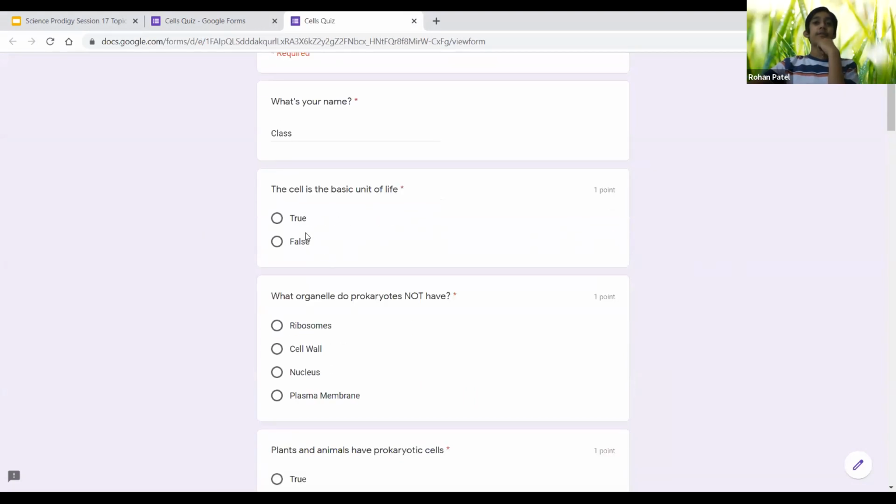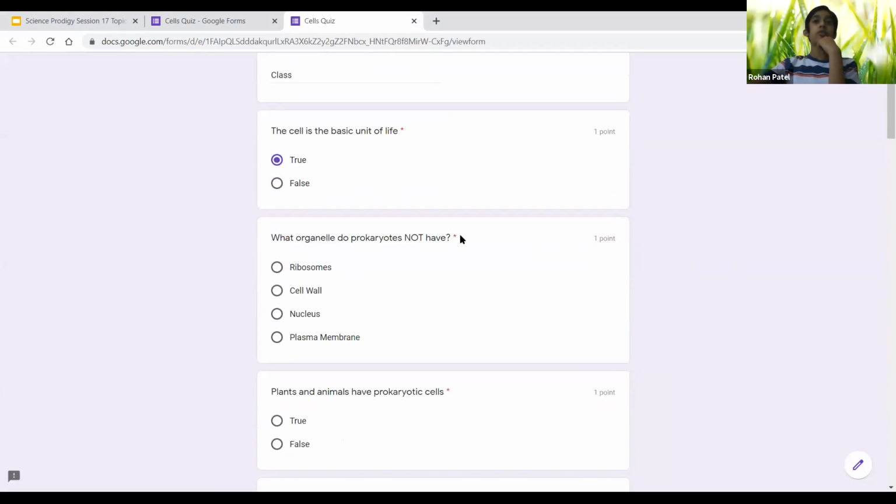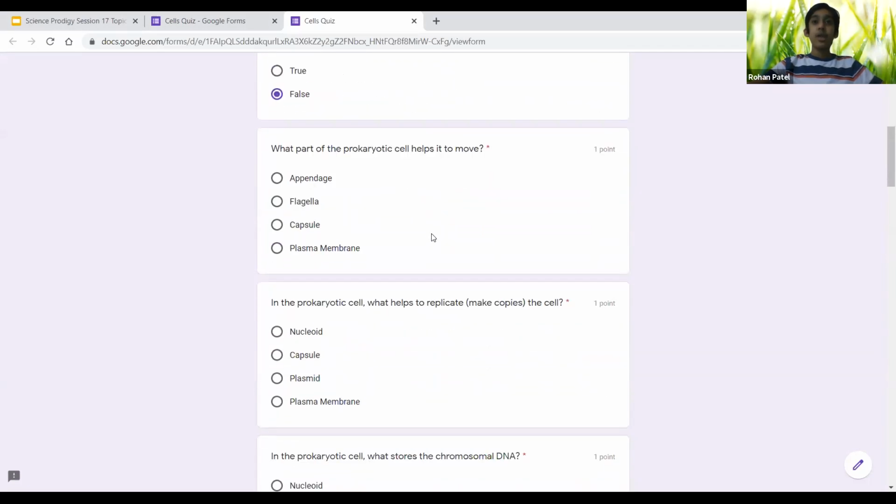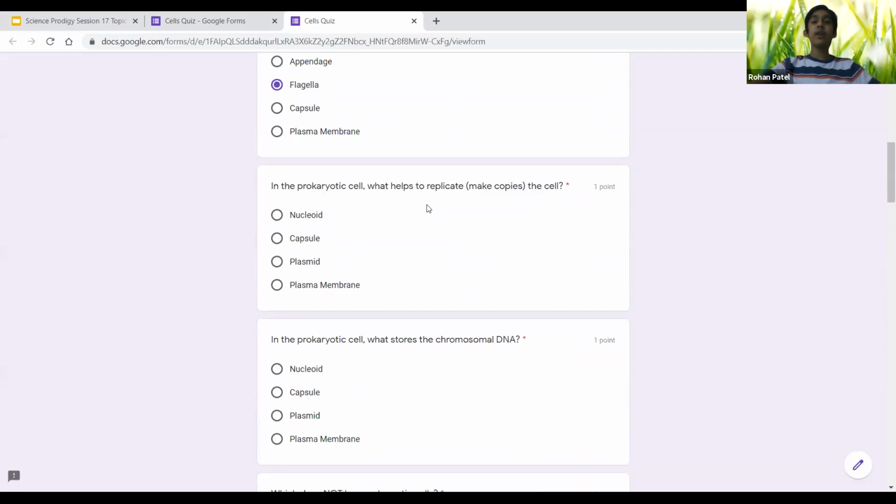The cell is the basic unit of life. That's true. What organelles do prokaryotes not have? In the chat, you can type your answer. A, B, C, or D. The answer is the nucleus. Plants and animals have prokaryotic cells. No, they're eukaryotic cells. What part of the prokaryotic cell helps it to move? The answer is flagella. In the prokaryotic cell, what helps to make the copies? The answer is the plasmid, capsule, nucleoid, or plasma membrane.